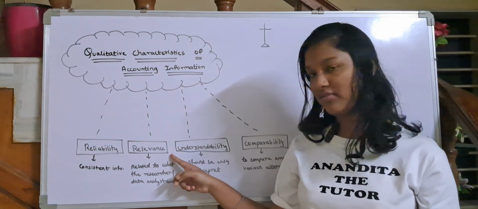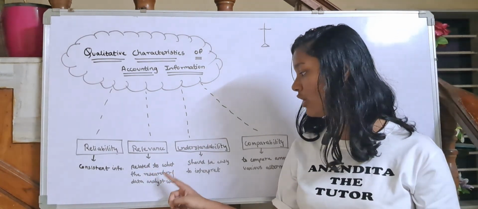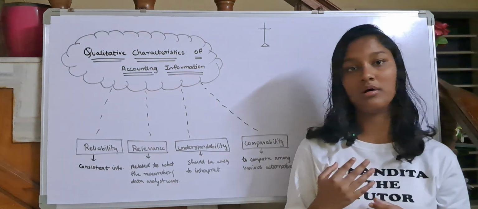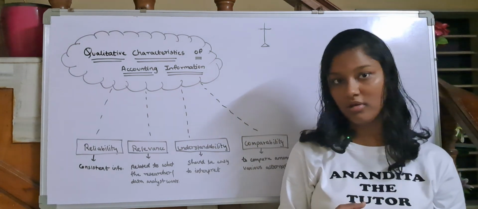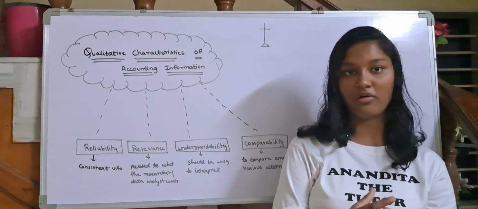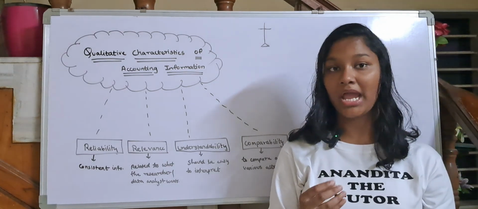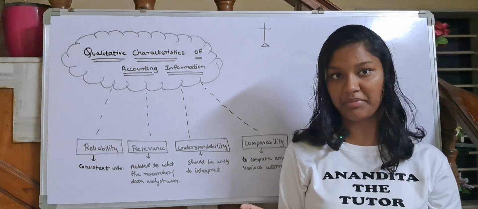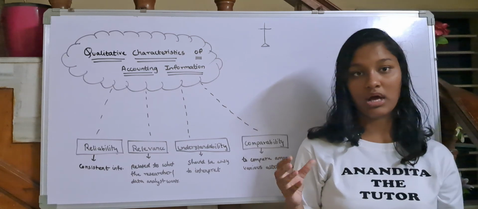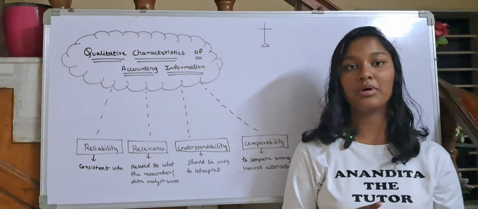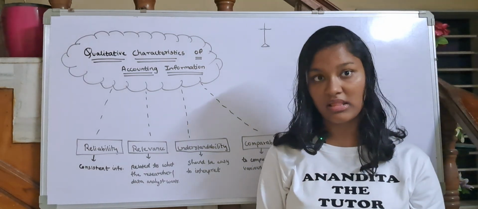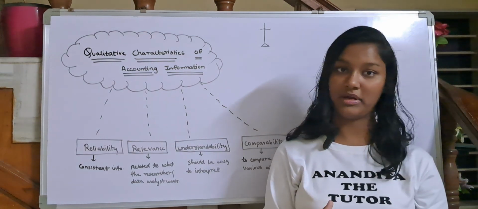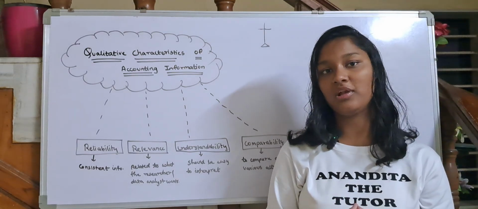The second one is relevance. Relevance means related to what the researcher or the data analyst wants. If I am the data analyst or researcher and I want some information about the profit of the company, then the information I find should be related to the profit of the company. How much the company produces, how much it sells, how much are the losses, and finally how much is the profit. I will find all the relevant information relating to that.